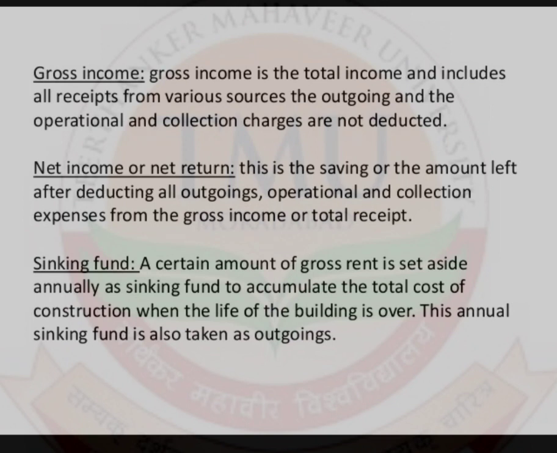Now, next is net income or net return. So out of the total income or gross income, we deduct all the outgoings, operational and collection expenses, then what we get is the net income or net returns. So the amount left after deduction of all outgoings and operational and collection expenses is known as the net income.